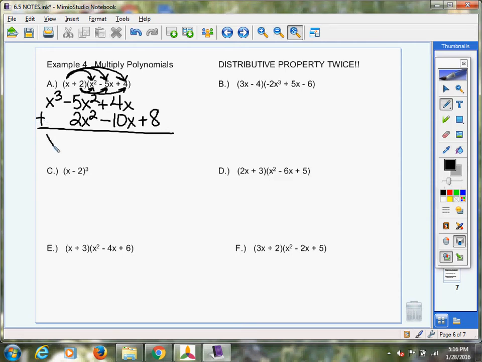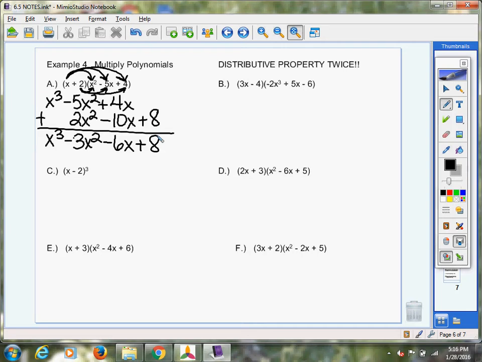All right, so x cubed. I don't have anything to add to that, so we'll just drop it down. Let's look at the x squareds. Negative 5 plus 2. That's negative 3. Good. All right, let's do the x terms. 4 plus negative 10. That's negative 6. Good job. And then drop down your 8, because 0 plus 8 is 8. And there you go. That is multiplying a binomial times a trinomial. Okay? That's as good as I can get it. It's in standard form, descending order, looks great.